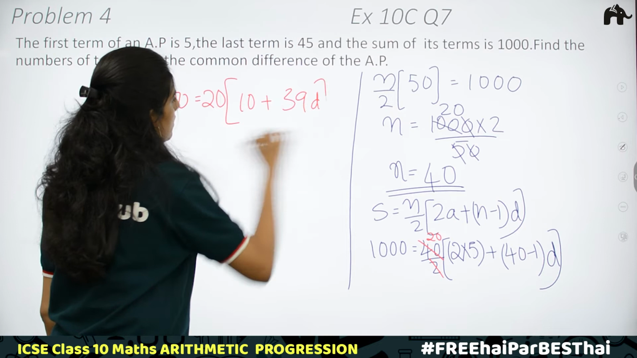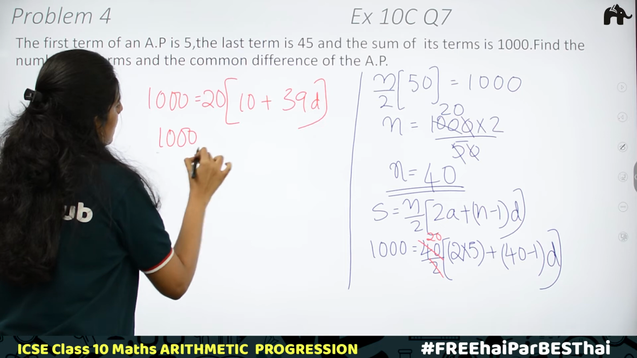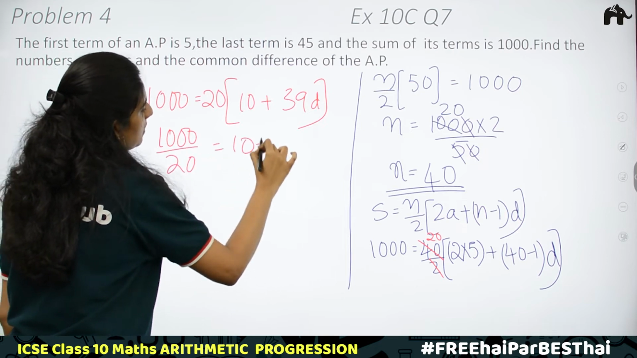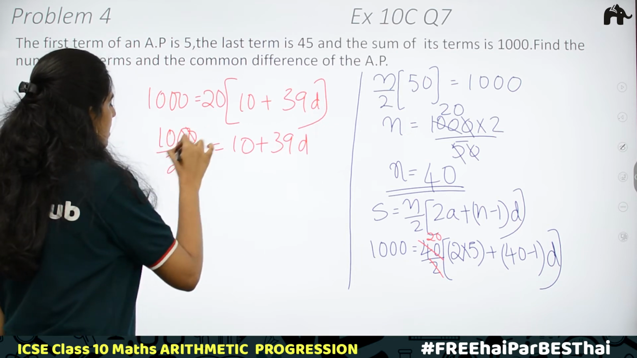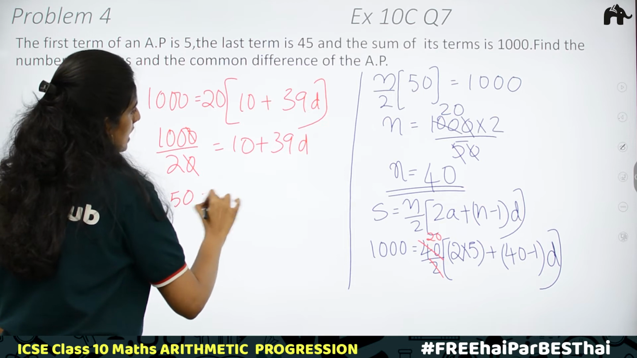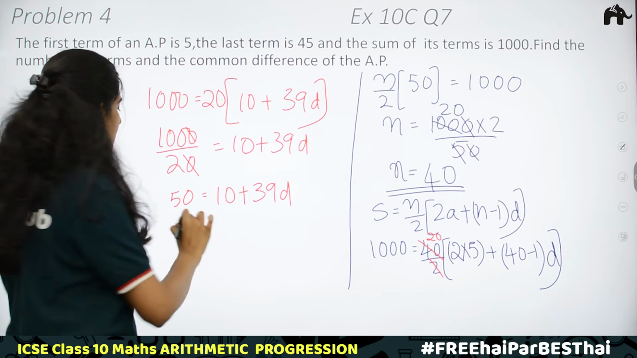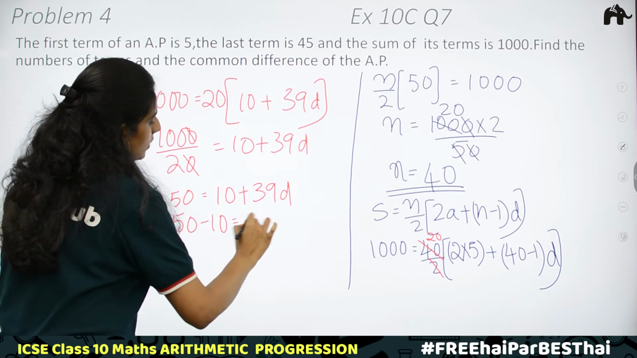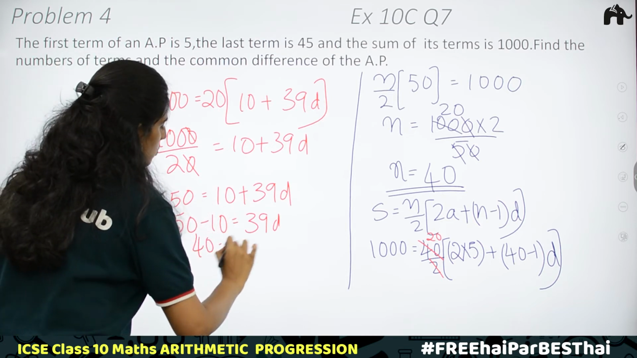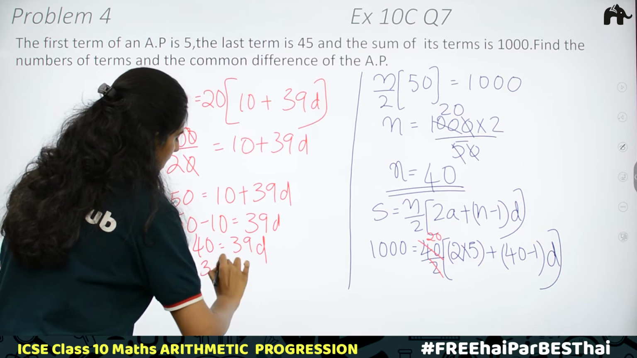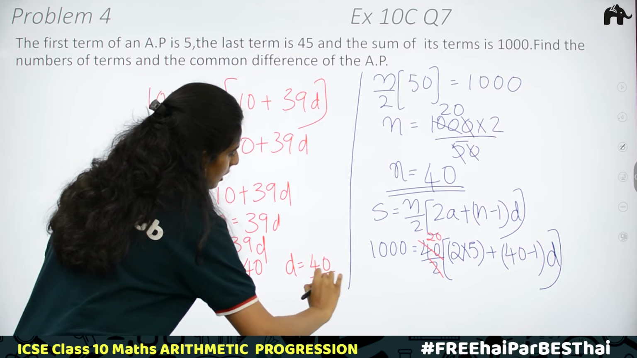Taking this 20 to the opposite side, we get 1000 by 20 is equal to 10 plus 39 D. 1000 by 20, zeros can be cancelled. 100 by 2, which is 50. 50 is equal to 10 plus 39 D. Taking this 10 to the opposite side, 50 minus 10 is equal to 39 D. 50 minus 10 is 40. 40 is equal to 39 D, or 39 D is equal to 40, which means D is equal to 40 divided by 39.